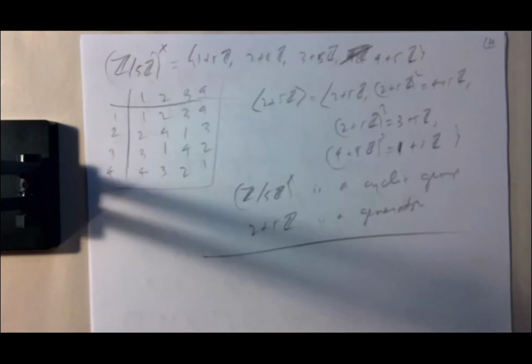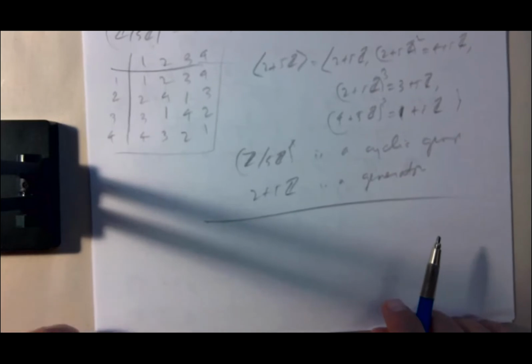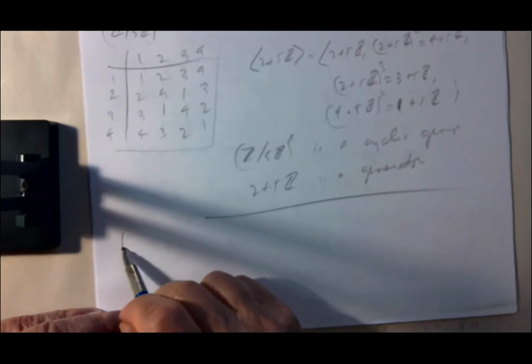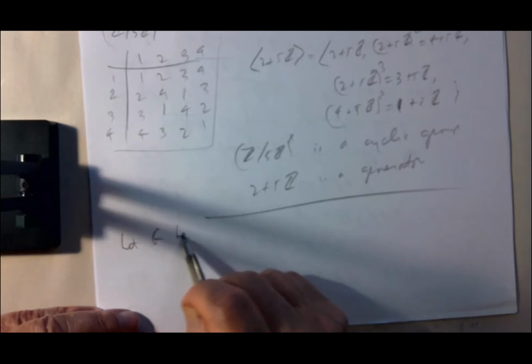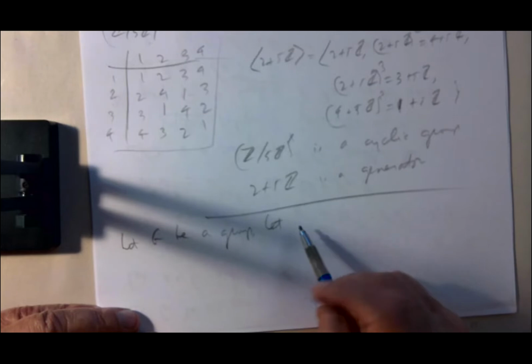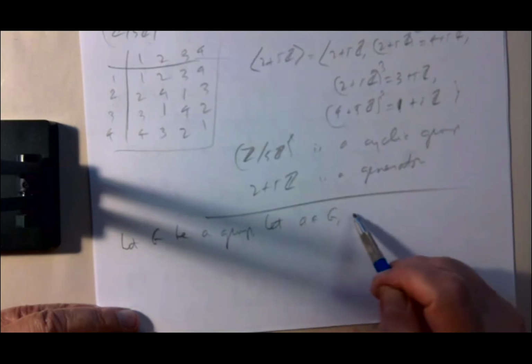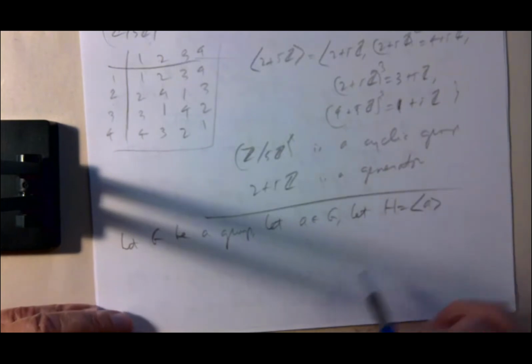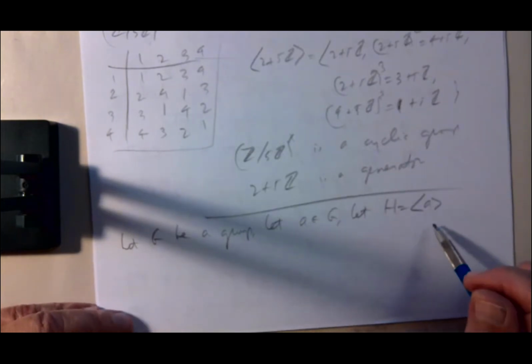So there's a lot of very beautiful mathematics connected with this little bit of group theory. And let me just give one sort of corollary of Lagrange's theorem. Let G be a group. Let A be an element of G, and let H be the cyclic subgroup generated by A.